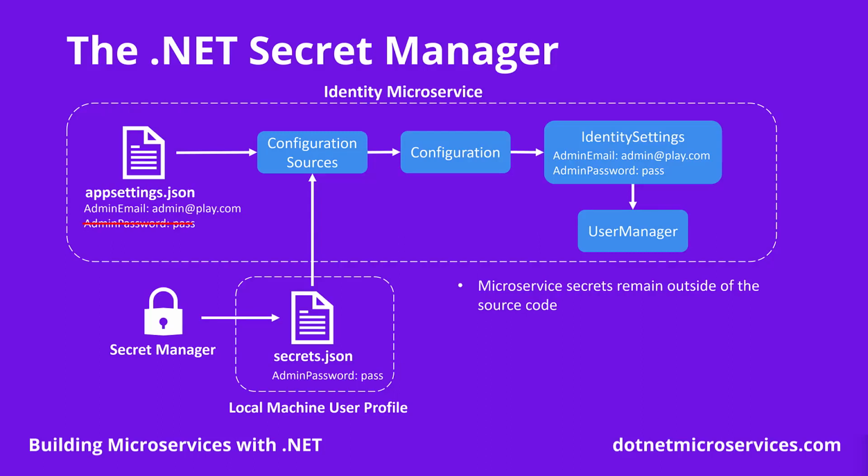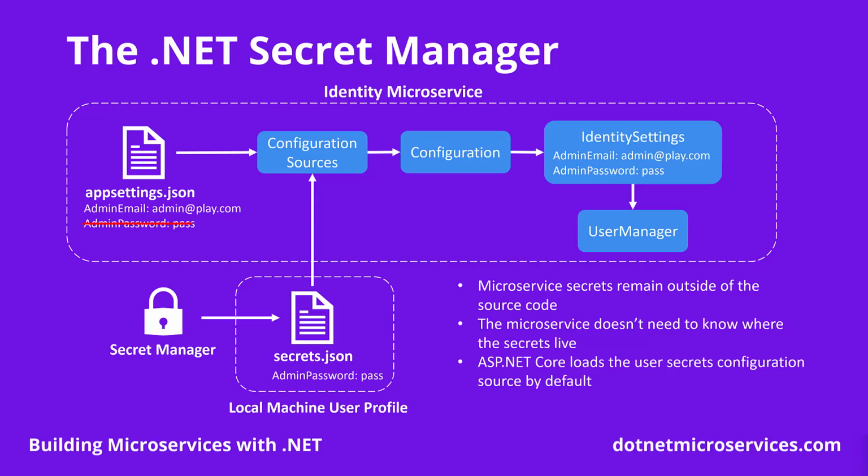We don't make our code base any more complicated, since the microservice code doesn't need to know where the secrets really live, and ASP.NET Core loads the user secrets configuration source by default. But also keep in mind that the Secret Manager is only meant for local development scenarios. So don't expect the secrets you put in there will be available to the microservice once you deploy it outside of your dev box. Also, don't place production level secrets in Secret Manager, since the data is stored in plain text in the secrets.json file.